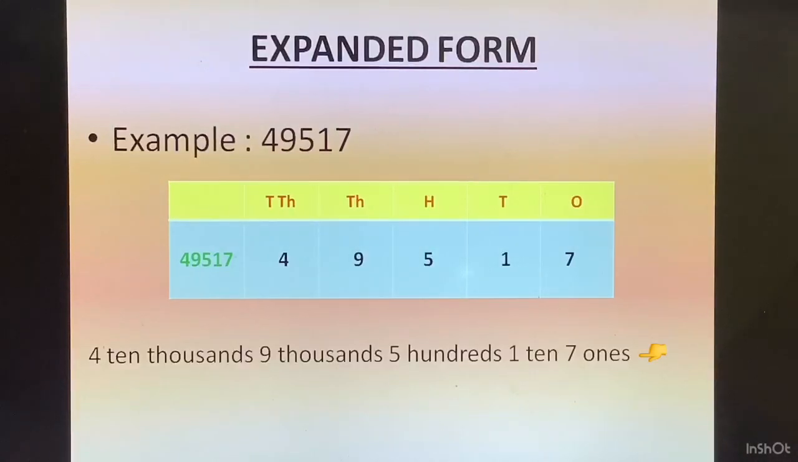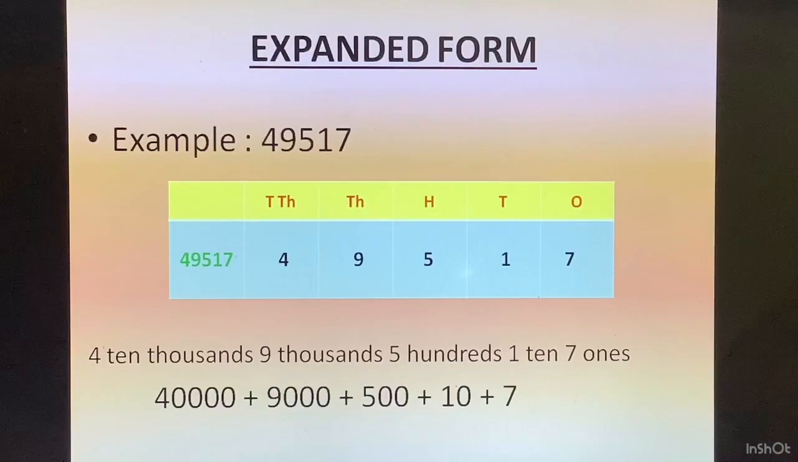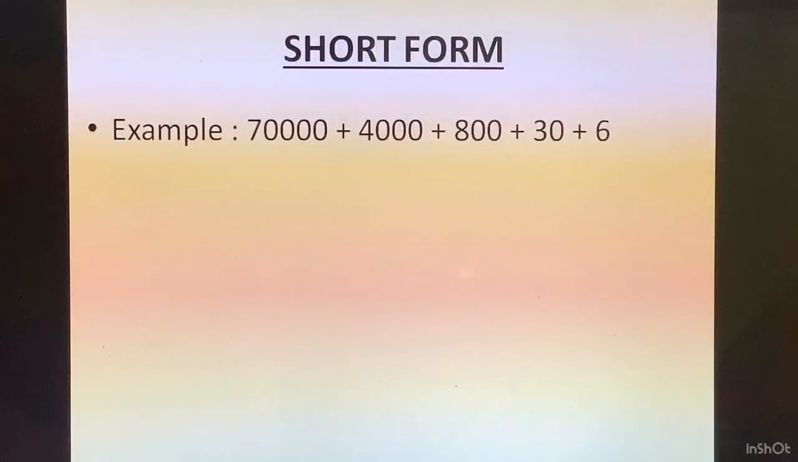This is in words. Now when we write it in figures, that gives us the expanded form. That is 40,000 plus 9,000 plus 500 plus 10 plus 7. Now these two steps you don't have to write when you do it in the copy. You are given a number, you will straight away write the expanded form. These two steps were for your understanding.